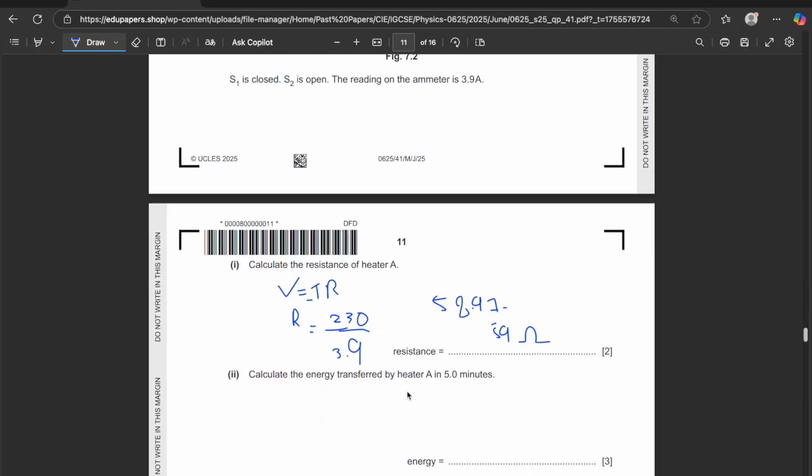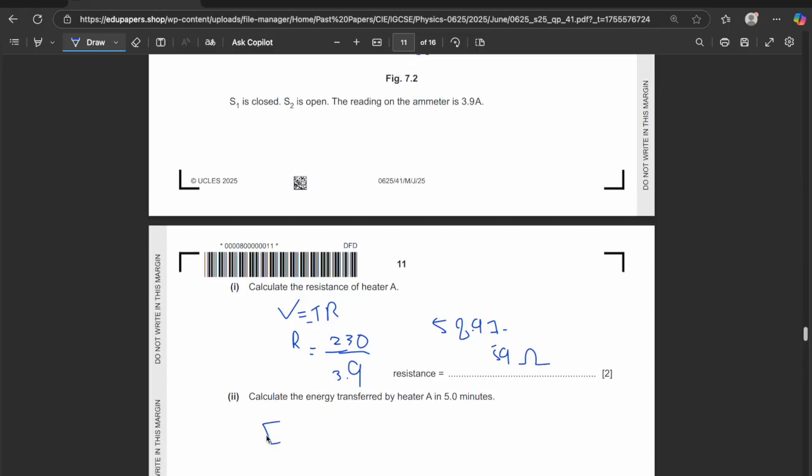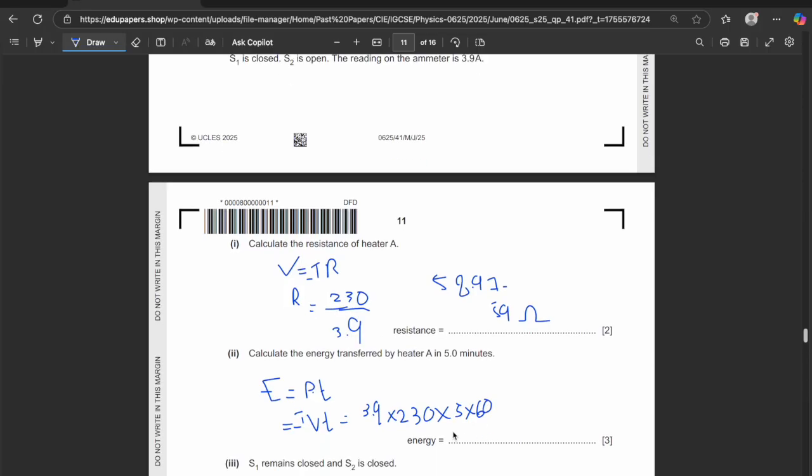Calculate the energy transferred by heater A in 5 minutes. Energy is equal to P T, which is equal to I V T. I is 3.9, V is 230, time is 5 into 60, don't forget the 60 is for seconds. 3.9 into 230 into 5 into 60 will be 269100, which is about 2.7 into 10 power 5 joules.